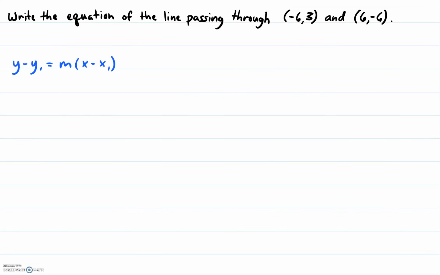In this video, we're going to write the equation of a line passing through the points (-6, 3) and (6, -6). So let's go ahead and take inventory of what we have. We're only given two pieces of information, and that is two points that this line passes through.